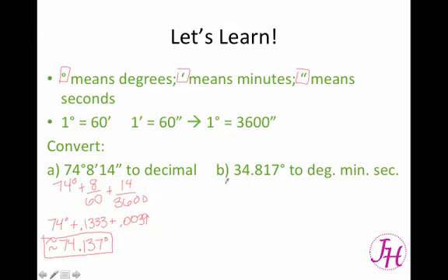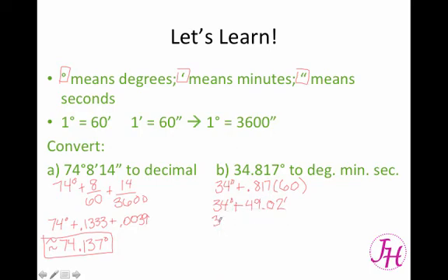So now for part B, we're going to take 34.817 degrees and change that into degrees, minutes, and seconds. So we take our 34 and chop that off. Then we take our 0.817 and multiply by 60. So in this case, we divided before. Now we're multiplying. And we get 34 degrees plus 49.02 minutes.